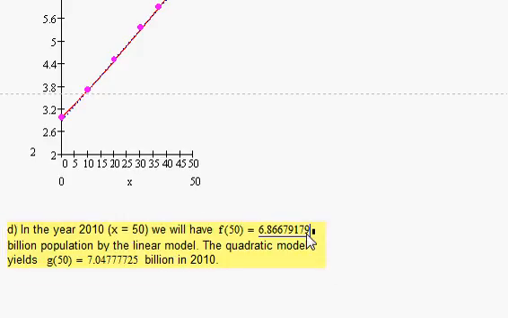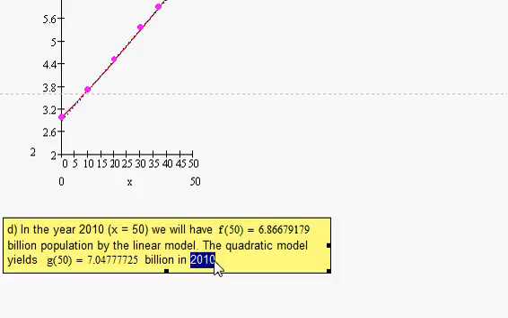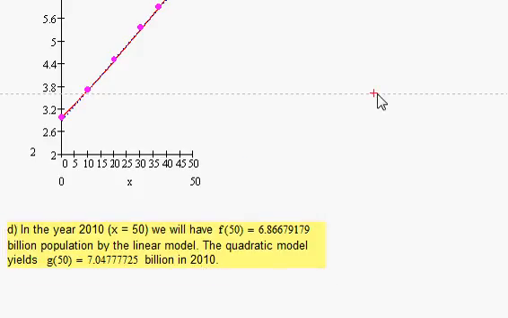We'll have approximately 6.866 billion people on Earth, and the quadratic model gives us 7.04777 in 2010, so I think actually it might be a little bit closer to the quadratic model, or maybe in between the two.